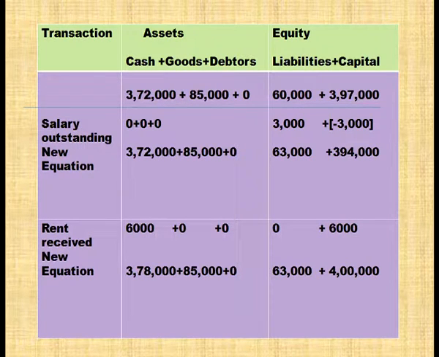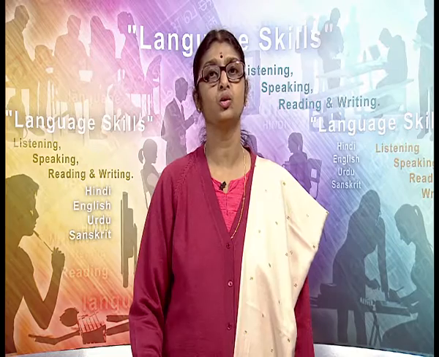Then rent received. Money is coming inside the business. Cash is increasing in cash column plus 6,000, in the capital column plus 6,000. After that, new accounting equation: 3,78,000 with cash, goods 85,000, that is 4,63,000 on the asset side, and liabilities 63,000 plus capital 4 lakh, that is 4,63,000 on both sides.